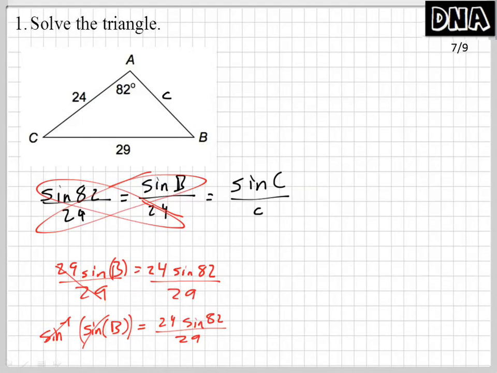Yay. That makes me happy. Makes you happy too. And then we do inverse sine of the other side. That little -1 means the inverse sine. And so now we have, let's clean it up. We have b equals sine to the -1, and inside that inverse sine, we got 24 times sine of 82 over 29. Craziness.